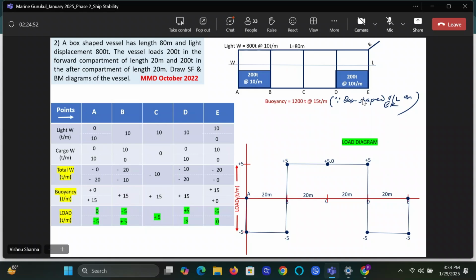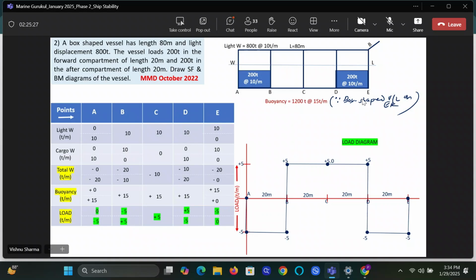It's not required to take C, right? I said when I was making the load table, you can take 5, you can do it with C if you want. But what will happen is, when you take SF, C will come for BM definitely in any case, because SF will be 0 at C. Yes, it will cross. So it will add to BM then.